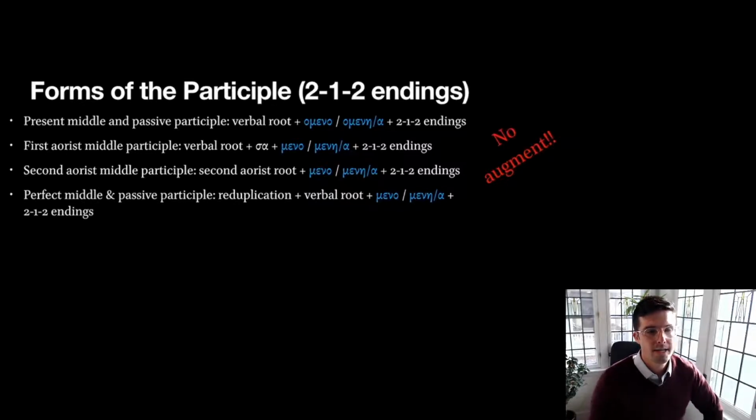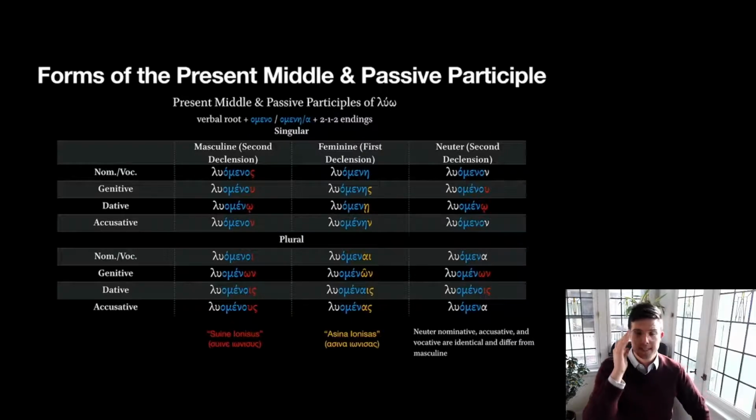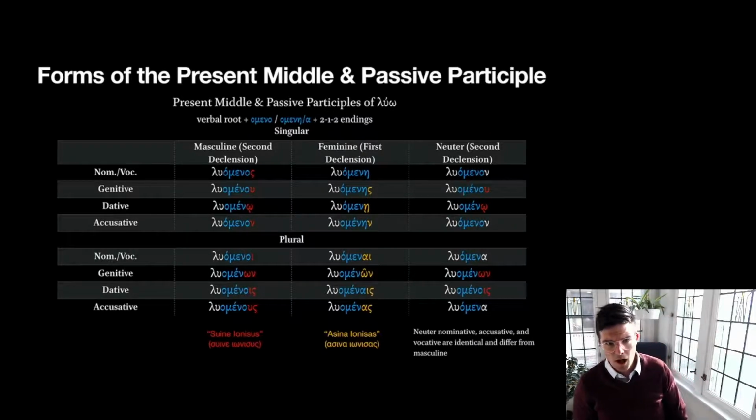And then the last one here, I think the last one, is perfect, middle, and passive participles. So again, these are going to be the exact same form. The only way you know if it's middle or passive is based on the context of the sentence. You're going to get reduplication, which indicates the perfect. You're going to get the verbal root, and then you're going to get the minnow or mina with those 2-1-2 endings added on. So let's see what this looks like on our paradigms.